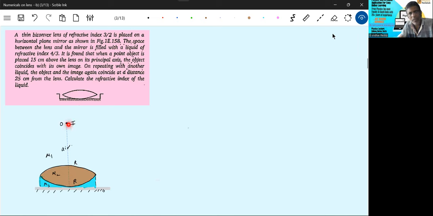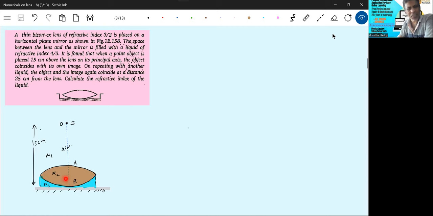And this distance is how much? 15 cm. Then this whole setup will behave like a converging mirror, such that the object and image are at the same point, which is possible at the center of curvature. So the equivalent converging mirror should have a radius of curvature of 15 cm. We don't know the radii, and we know mu1, mu2, mu3. With that, we'll calculate the radius. That is one approach.